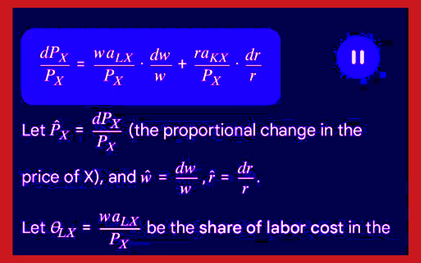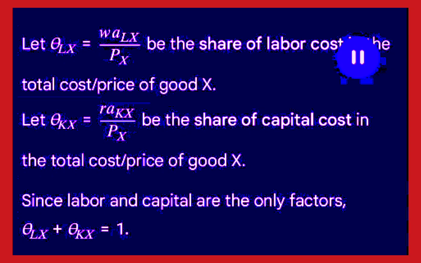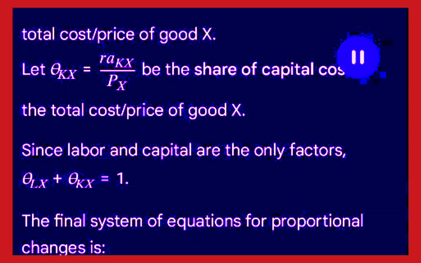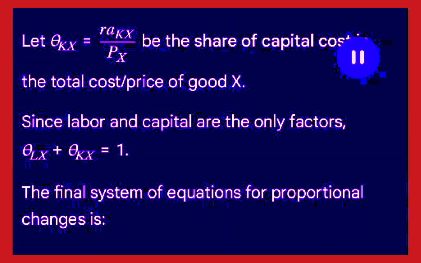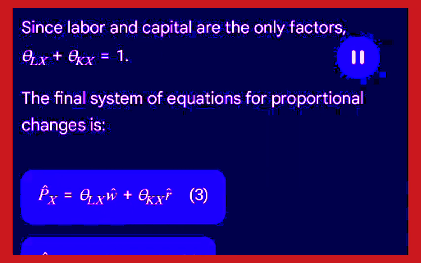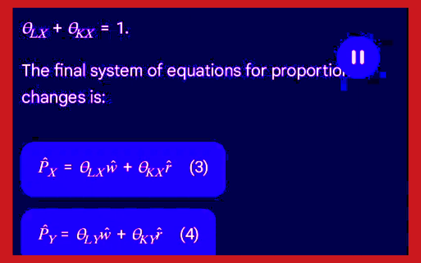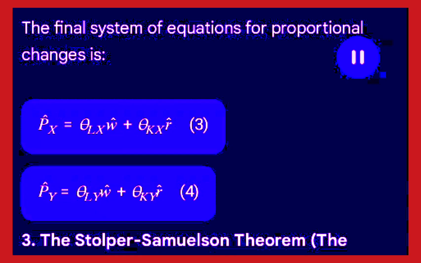Let theta_Lx equal W A_LX over PX be the share of labor cost in the total cost/price of good X. Let theta_Kx equal R A_KX over PX be the share of capital cost in the total cost/price of good X. Since labor and capital are the only factors, theta_Lx plus theta_Kx equals 1. The final system of equations for proportional changes is 3.